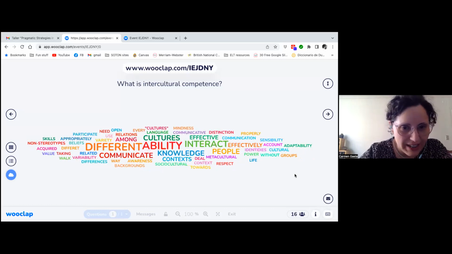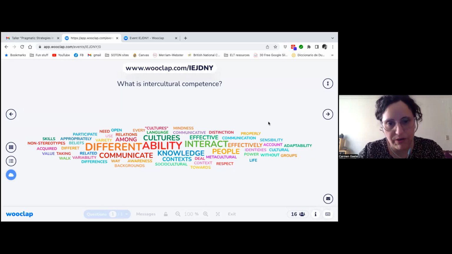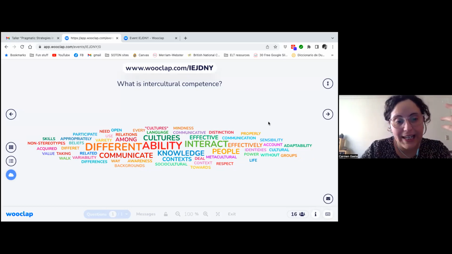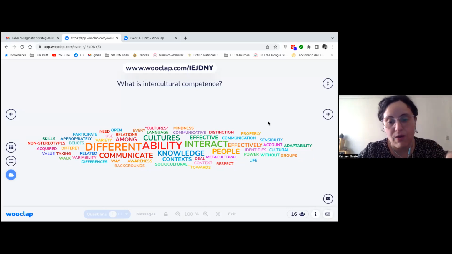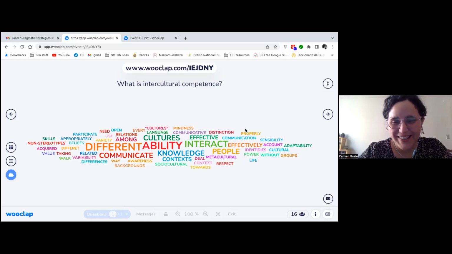The words that I like perhaps the most, not because they are correct as opposed to the other ones, are adaptability, right? Why do I like that word? It's because we always talk about being adaptable, but that's one of the areas where it's easier said than done. Once you are interacting, or in front of a difficult situation that arises from intercultural differences, it's not so easy sometimes to be adaptable. So that's a real problem.